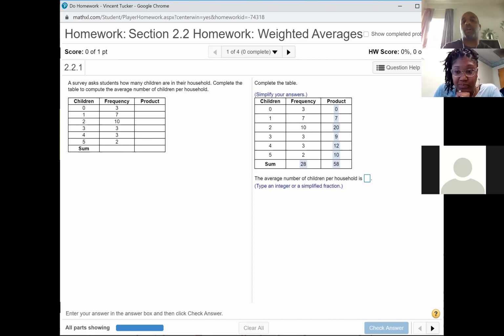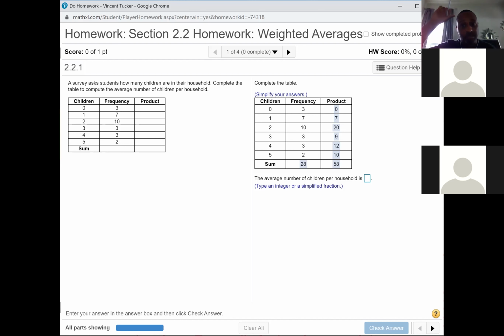So to get that product column, all we did was multiply the children times the frequency, and that's how we got those different. That's the only thing that we did. And then at the bottom row, the sum was blank. So now we're adding up all the frequencies, and then adding up all the product results, and so we have 28 and 58. And then, the average number of children per household, the way you would find that is you would take the product sum and divide by the frequency sum. And it said they want it as an integer or simplified fraction.